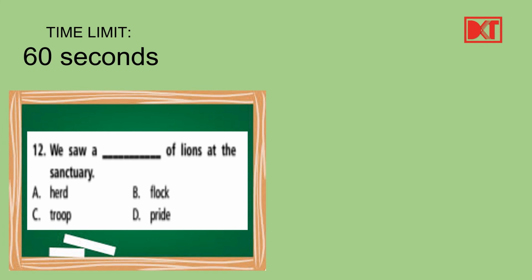We saw a dash of lions at the sanctuary. A herd of lions, a flock of lions, a troop of lions, or a pride of lions. Lions, this is very common. The collective noun we use is pride. A group of lions is called a pride, okay? A pride of lions.